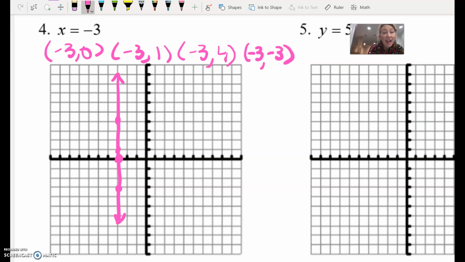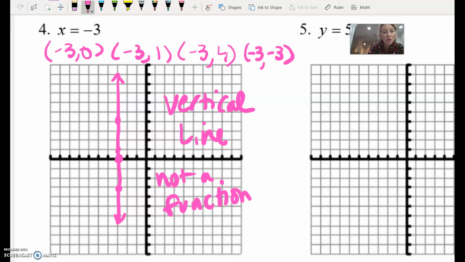And that's true of any x equals. It's a vertical line. It's not a function. So we use a vertical line to test every x value to see if more than one number is there. And here all the numbers are there, so not a function.